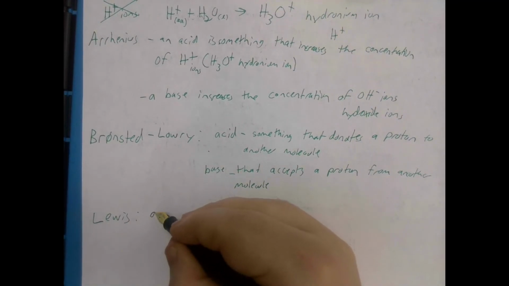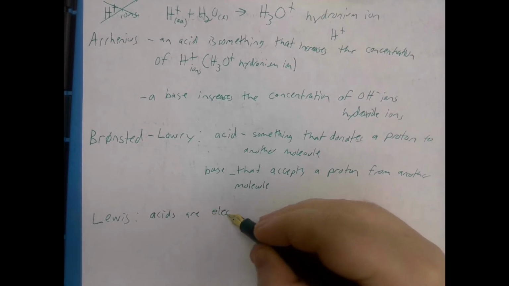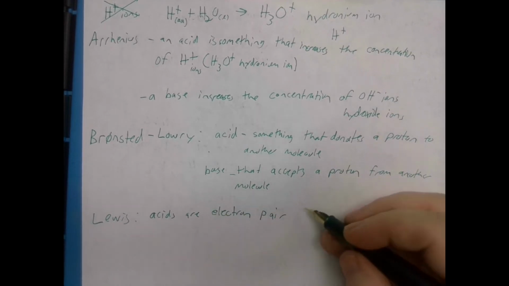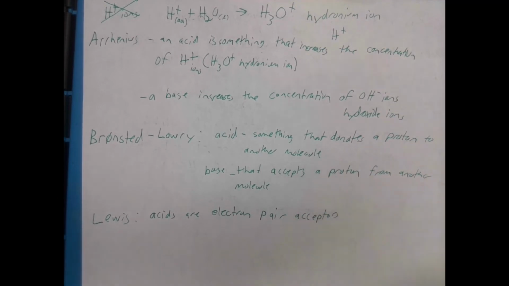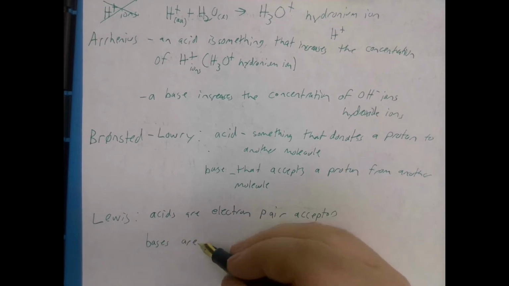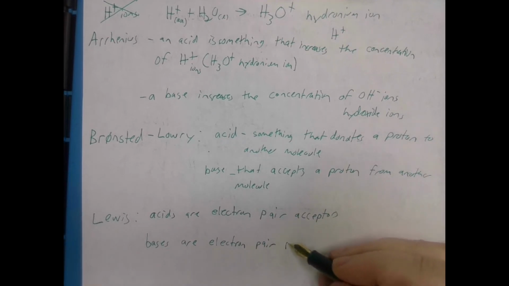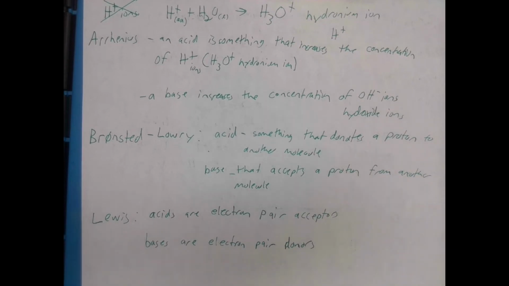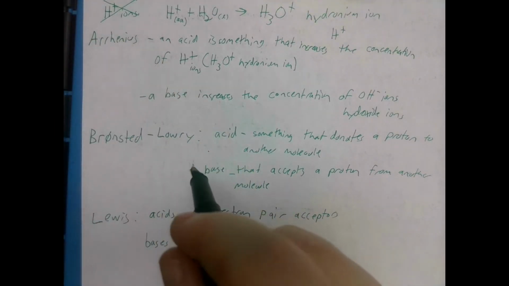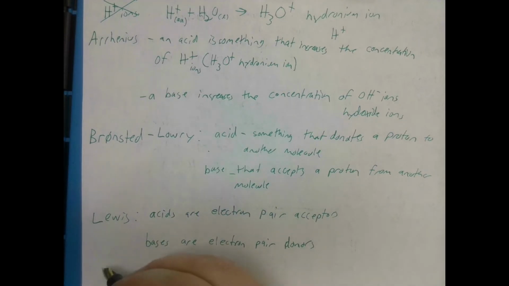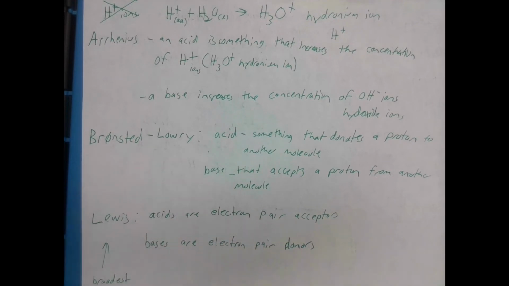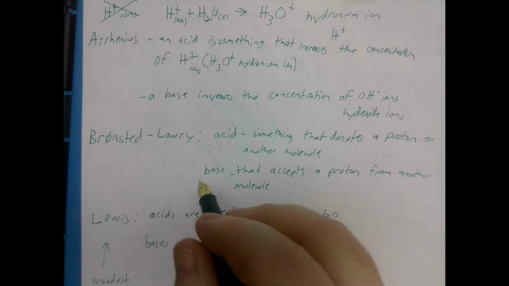And in this one, acids are electron pair acceptors, and bases are electron pair donors. So all Arrhenius and Bronsted-Lowry acids are also Lewis acids. So this is the broadest definition, most general. It includes a lot of things that would not be considered Bronsted-Lowry acids or Arrhenius acids.